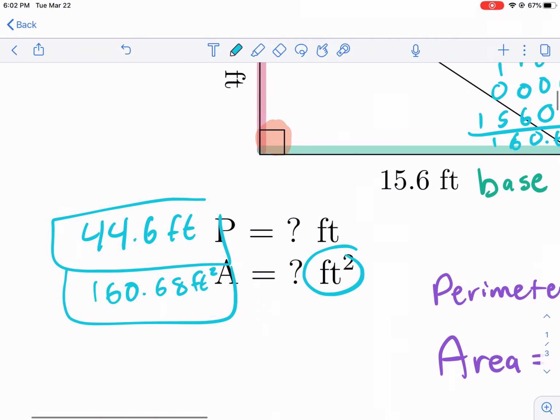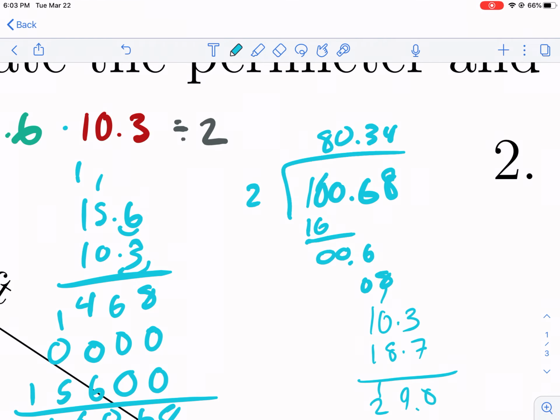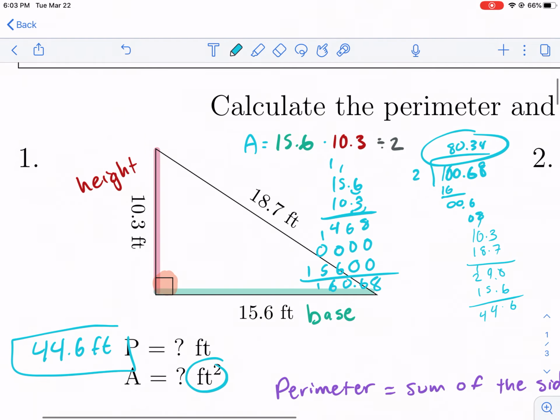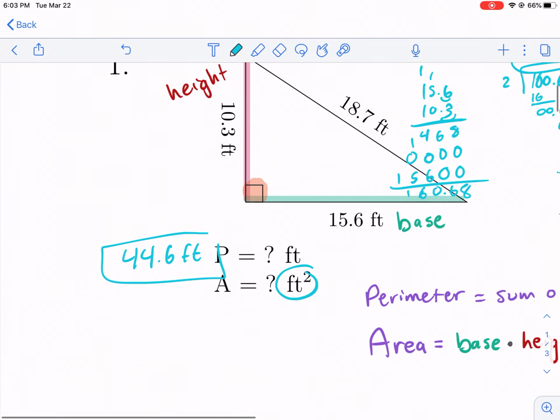And that's 6. That's 0. Carry down the 8. 2 goes in 8, 4 times. So it's 80.34. Okay, just think of what is half of 160.68. And we get, what is that? 80.34. So we have 80.34.